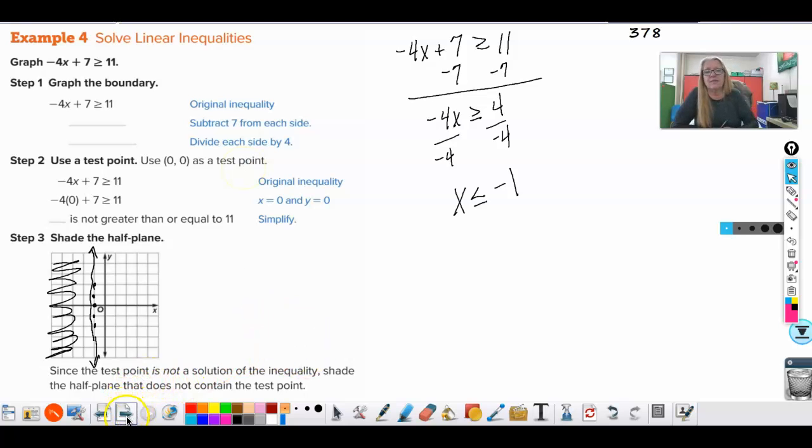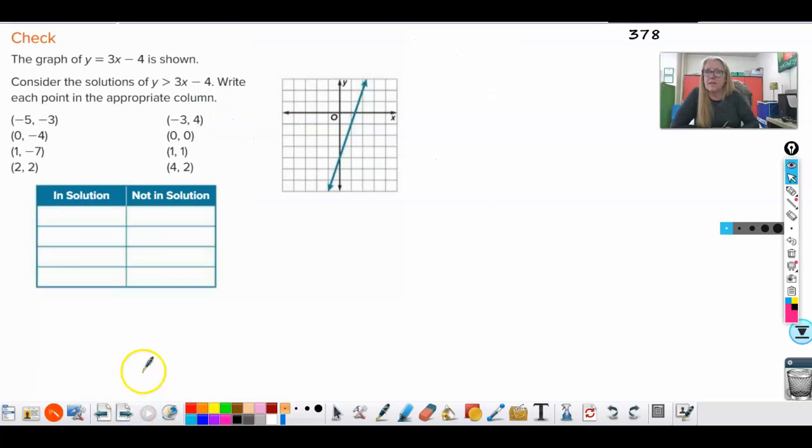So that's what it looks like if you get a vertical line. Now you could get a horizontal line also. I don't think I put any on your practice or your quiz though, just so you know what's going on.